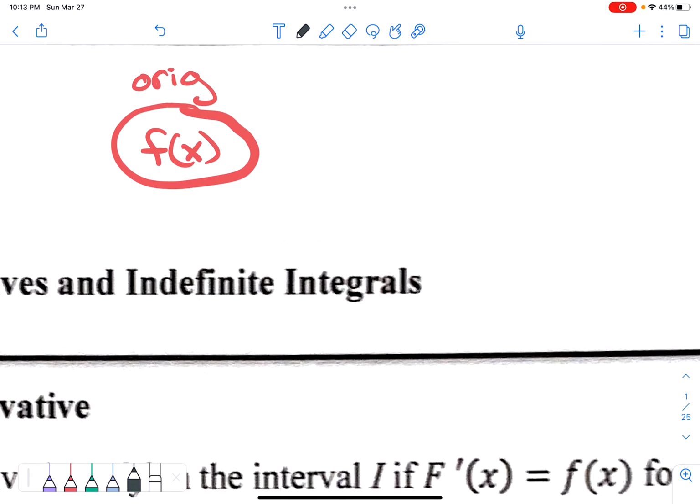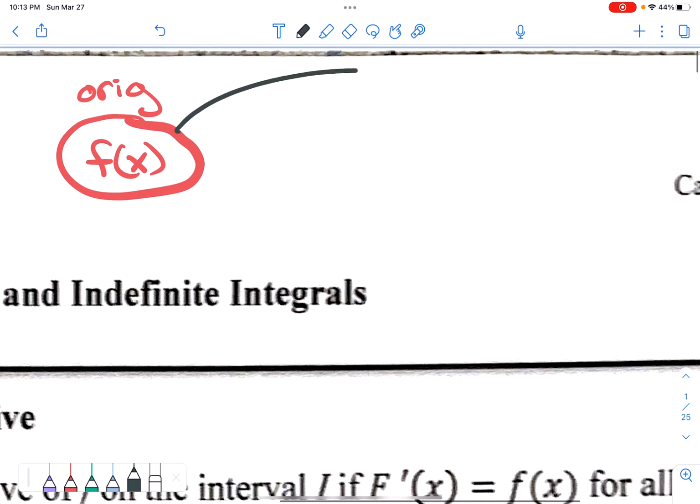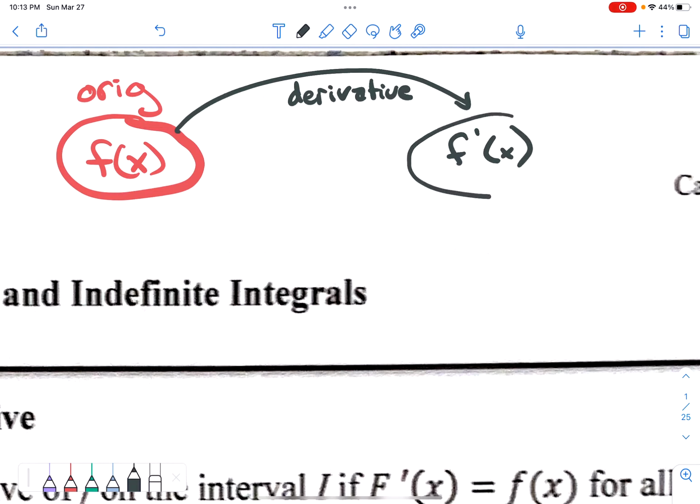Let's talk about derivatives, because we know what those are, right? We take the derivative of a function, and the derivative of a function is f prime of x. That's the notation that we use, okay? For the derivative of f of x is f prime of x. That's how we do that, okay?